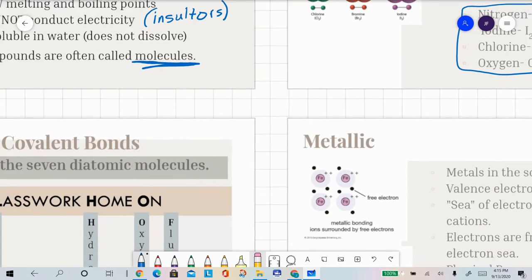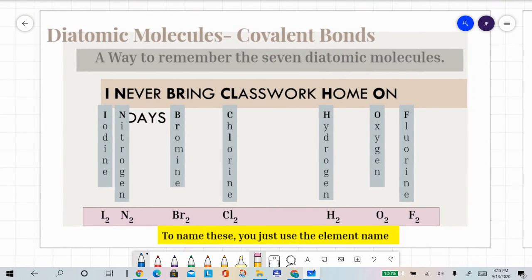These diatomic molecules, you need to memorize which ones are diatomic. A way to remember this is: I never bring classwork home on Fridays. Darn it, this should say Fridays over here. It looks like it's a typo in my slides. So I is iodine, never is nitrogen, bring is bromine, classwork is chlorine, home is hydrogen, on is oxygen, Fridays is fluorine. So these are the 7 diatomic molecules.